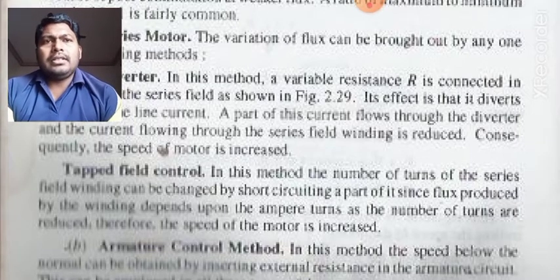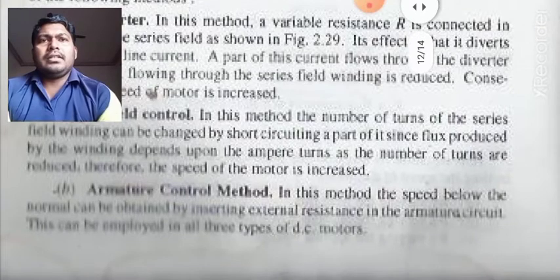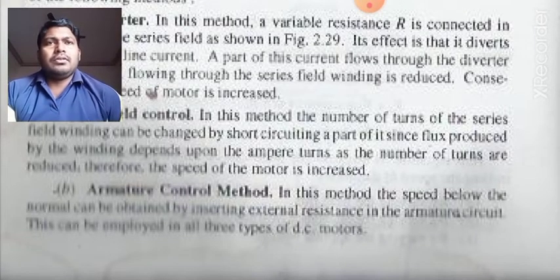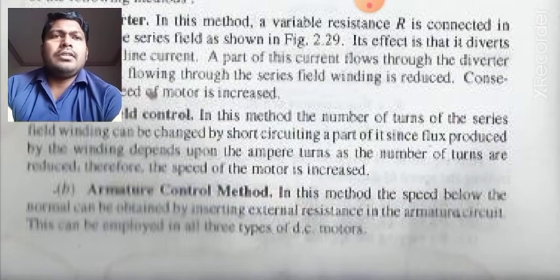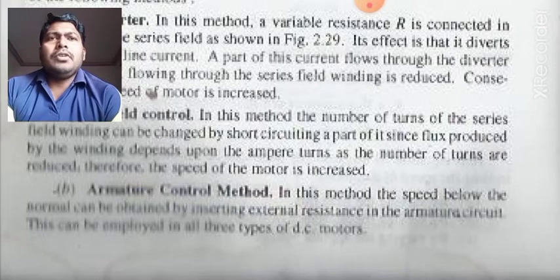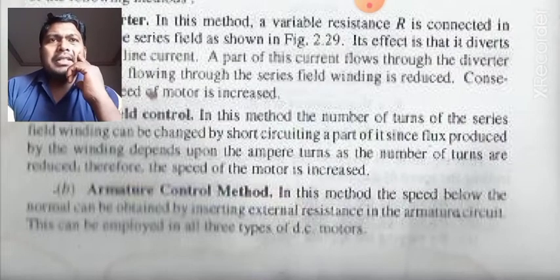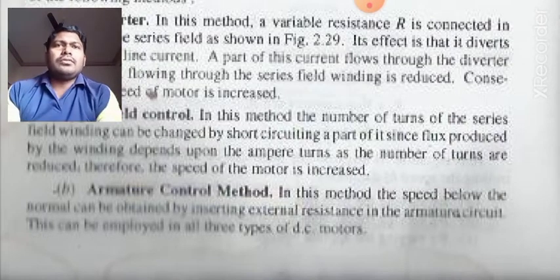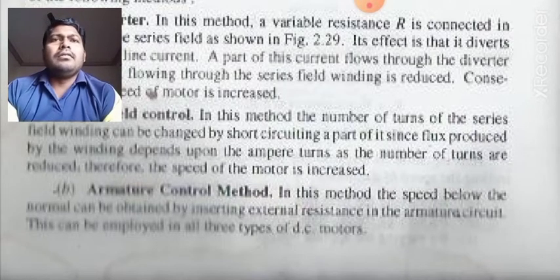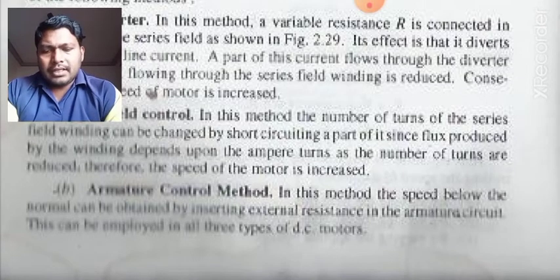The next method is the armature control method, which is quite often performed to control the speed. In this armature control method, the speed below the normal can be obtained. Actually students, if we wish to achieve a speed below the rated speed, we have to conduct the armature control method. By this method the speed can be reduced from the rated value.